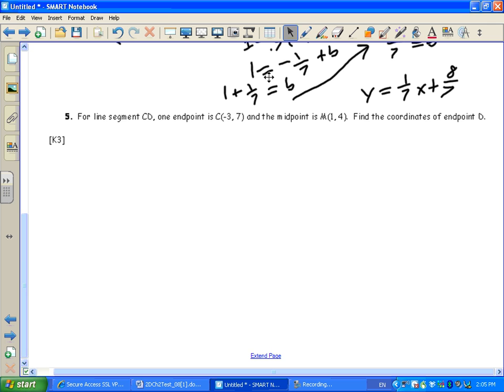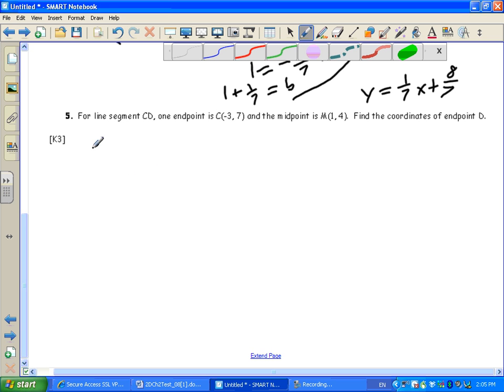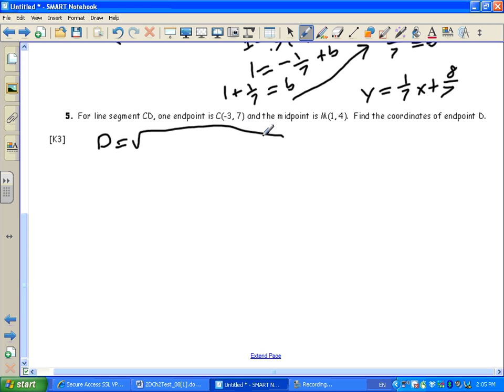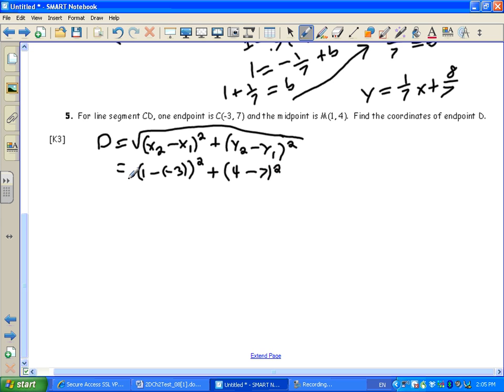Okay, we are going to use our distance formula. So the distance formula is D is equal to the root of x2 minus x1 squared plus y2 minus y1 squared. Okay, now we're going to plug in our values. We're going to call m our x2. So x2 will be 1, and x1 will be negative 3. So that's 1 subtract negative 3 squared, plus y2 is 4 subtract 7 squared, and we're going to equate that.